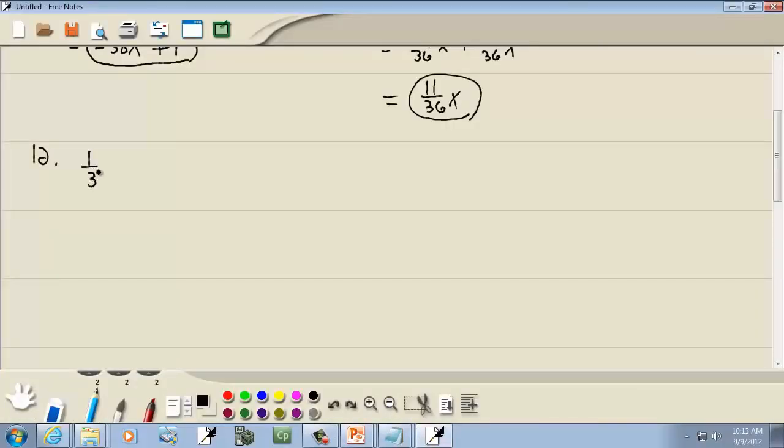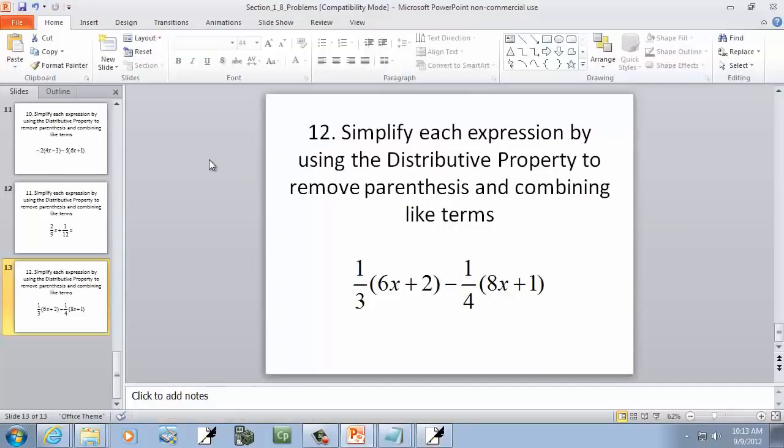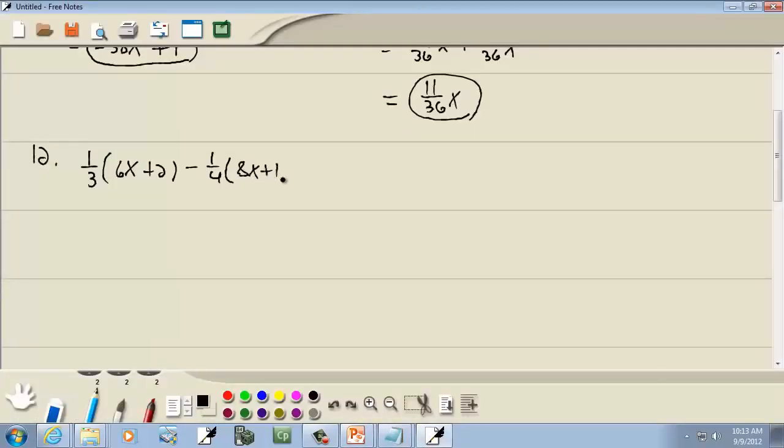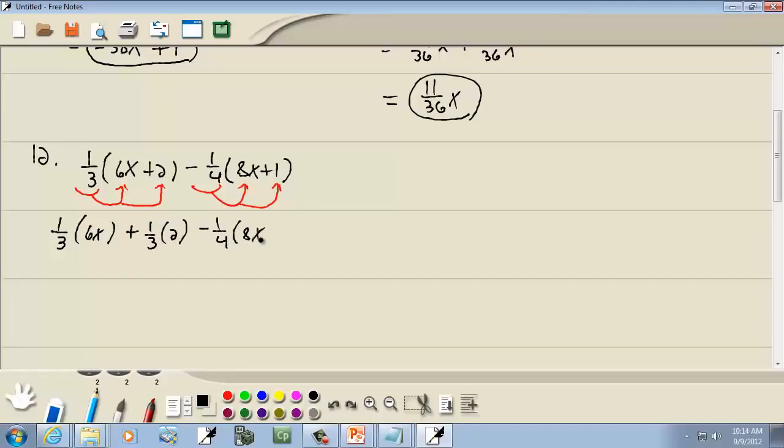We have 1/3 times (6x plus 2) minus 1/4 times (8x plus 1). Now again, the instructions wouldn't have to tell us to get rid of parentheses, because Dear Aunt Sally tells us to. So we're going to take 1/3 times 6x, 1/3 times 2, and negative 1/4 times 8x, and negative 1/4 times 1. Let me write that out. We have 1/3 times 6x plus 1/3 times 2 minus 1/4 times 8x minus 1/4 times 1.